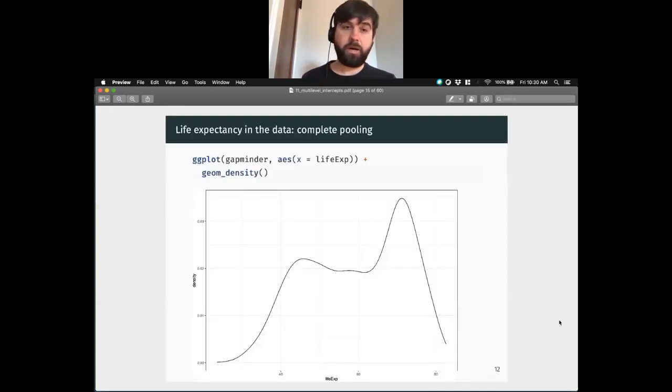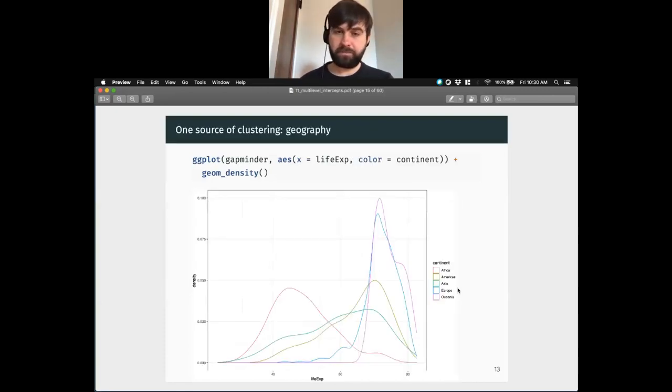So here, this is if we completely pool everything, and this is just what the observed data looks like. It's pretty clear there are some patterns going on here, even without pulling this apart. This looks like a mix of distributions. Let's break it out by continent. Here we have a tragically low modal life expectancy in Africa across the data. And then we have various skewed distributions of life expectancy across other continents.